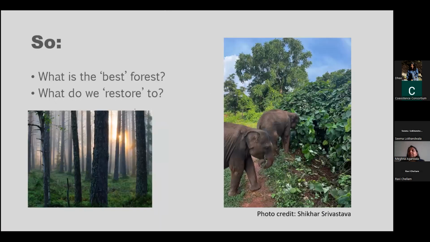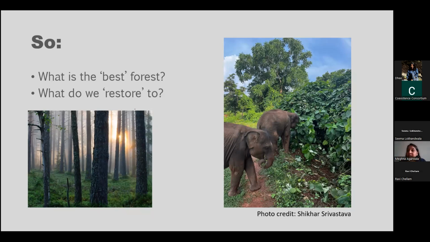So having learned all this about the history of this landscape for the last 15,000 years, what is the best forest? Okay, so yes, the best forest is a forest that is not a closed canopy forest and does have some openness. And what do we restore to?